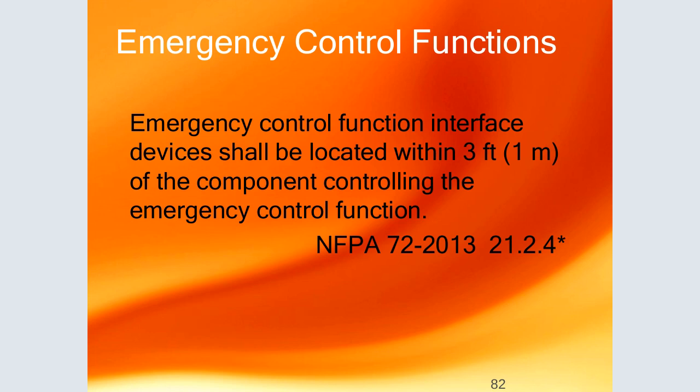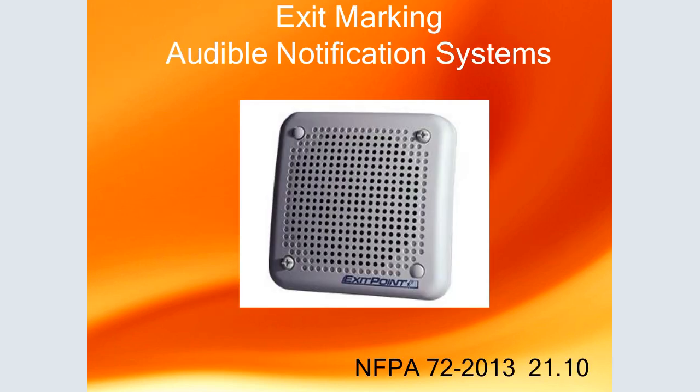Okay. Emergency control functions. Emergency control functions interface devices shall be located within 3 feet of their component controlling the emergency control function. Now, the audible notification system: different systems that are used to give notifications or to notify the occupants that there is danger around.